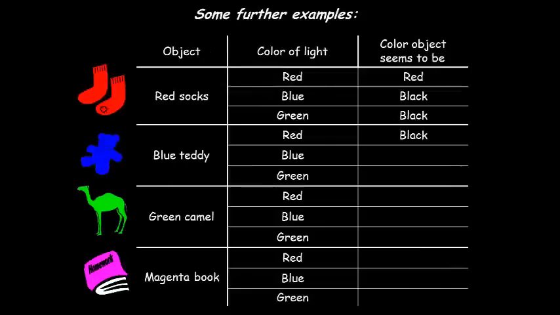Let's try some more examples. Okay, if we take a red sock and we shine red light on it, the color is going to look red. Red socks are capable of reflecting red light, but they would absorb everything else. Under blue light, those red socks are going to look black. We're not giving it any color that it's able to reflect. Under green light, they would also look black. Again, red cannot reflect green. If we can't reflect any colors, it's going to appear black.